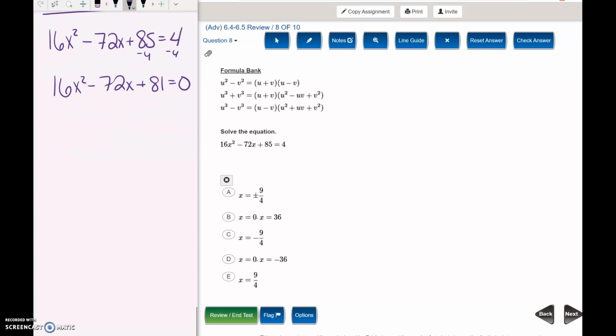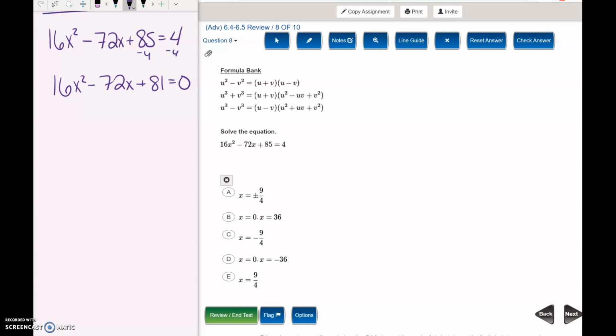Okay, I'll be honest, this is probably the hardest problem on the test, on the quiz review, whatever this thing is. I do think that this is slightly easier on the test because it's smaller numbers. I recognize this as a perfect square trinomial because the first term is a perfect square and the last term is a perfect square. So I'm going to use that to help me.